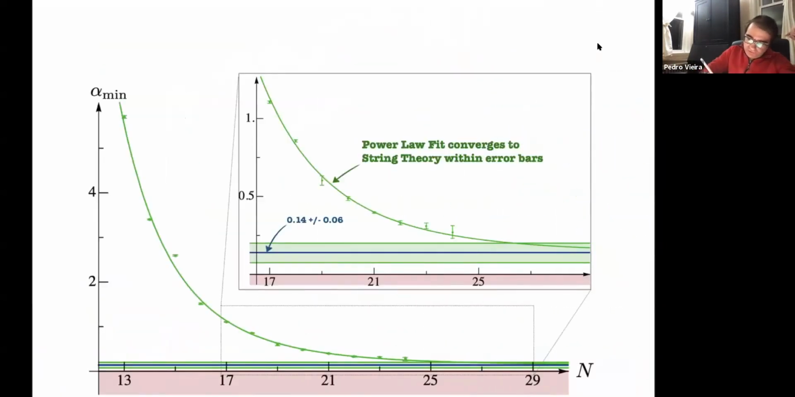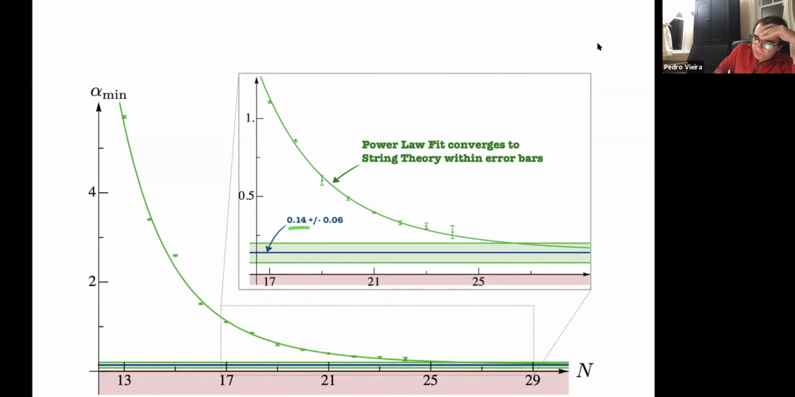So then we fit here in n. We try some power law fit and you pass by these points. And now this value where this curve is going is this blue line. So this blue line would be the estimate for what we believe the numerics would go to if you had enough power. And here I'm being generous, I think, with error bars. So the claim is that what's allowed is 0.14 plus minus 0.06.